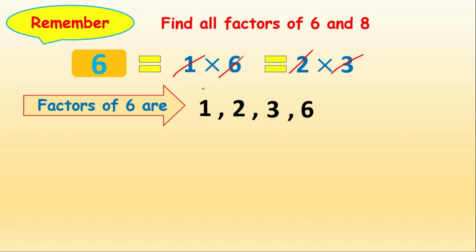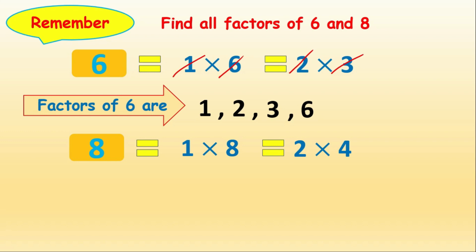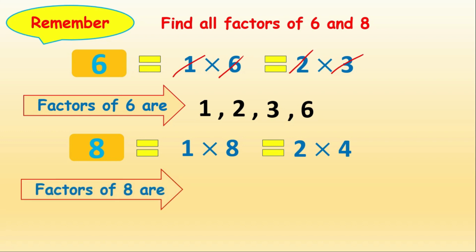Got it? So let's find the factors of 8. 8 equals what? The first is 1 times 8. And 2 times 4. So factors of 8 are 1, 2, 4 and 8.